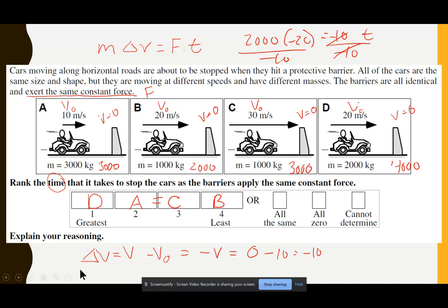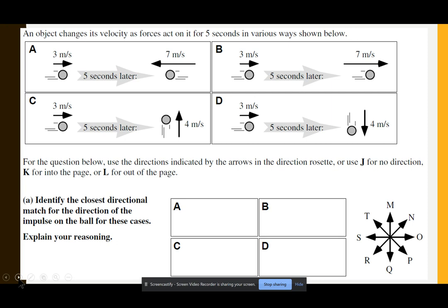Okay, so let's try another one. An object changes its velocity as force acts on it for 5 seconds in various ways shown below. It gives you all the different ways. For the question below, use the directions indicated by the arrows in the direction roster, or use J for no direction. Identify the closest directional match for the direction of the impulse on the ball for these cases. Explain your answer.